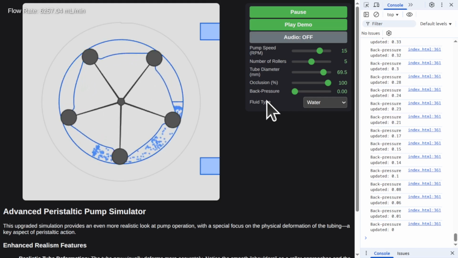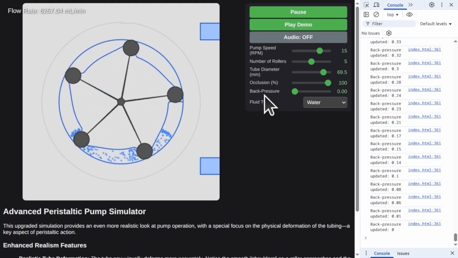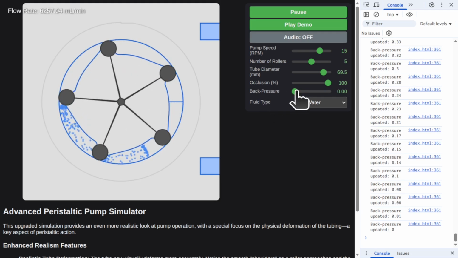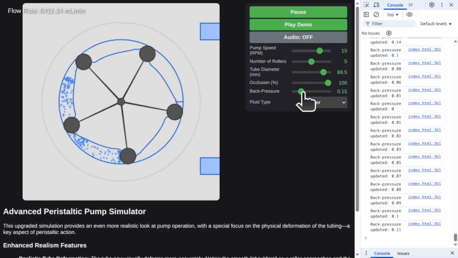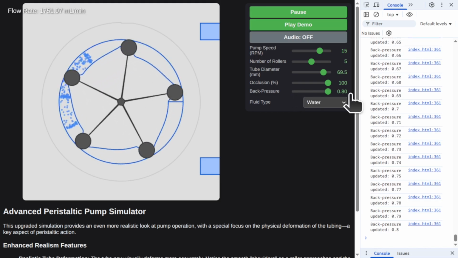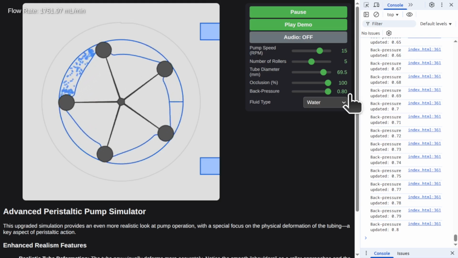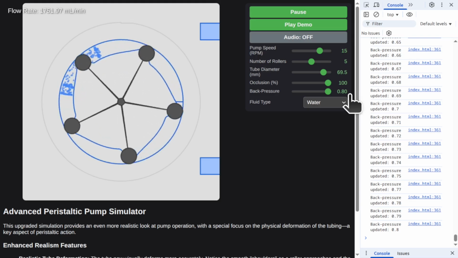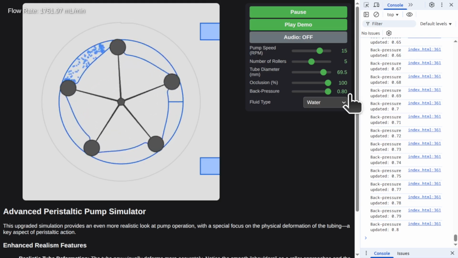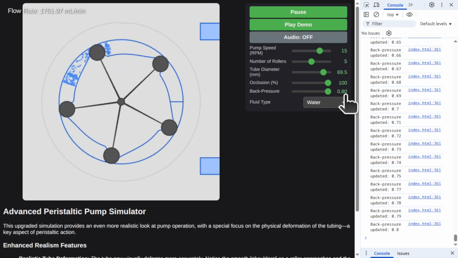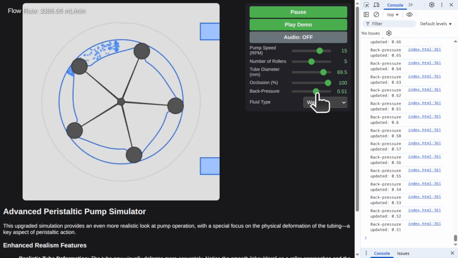And what actually mechanically changes in the pump when I change the back pressure value? When the back pressure value is changed, the physical resistance against the flow of fluid in the simulated tube is altered. This directly affects how easily the fluid can move through the pump, thus changing the flow rate.